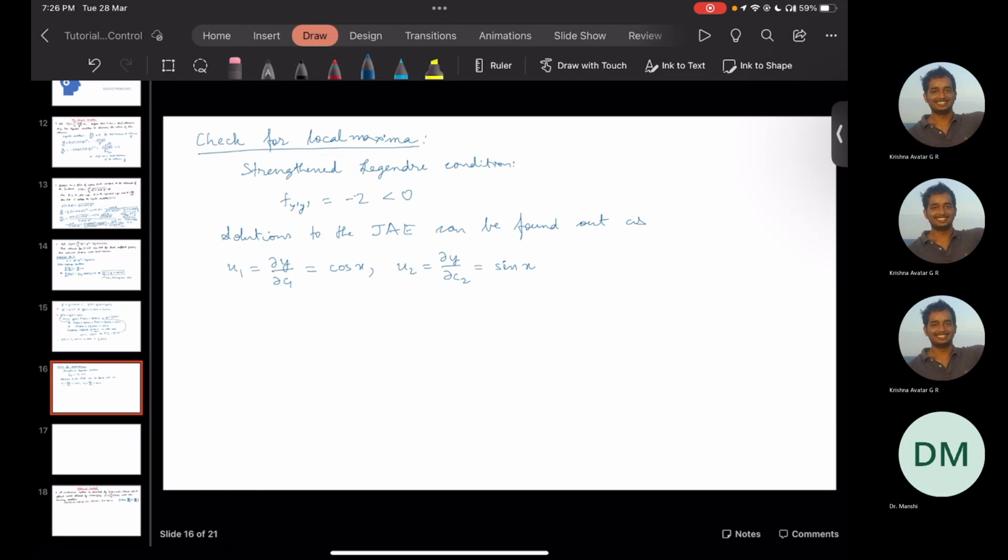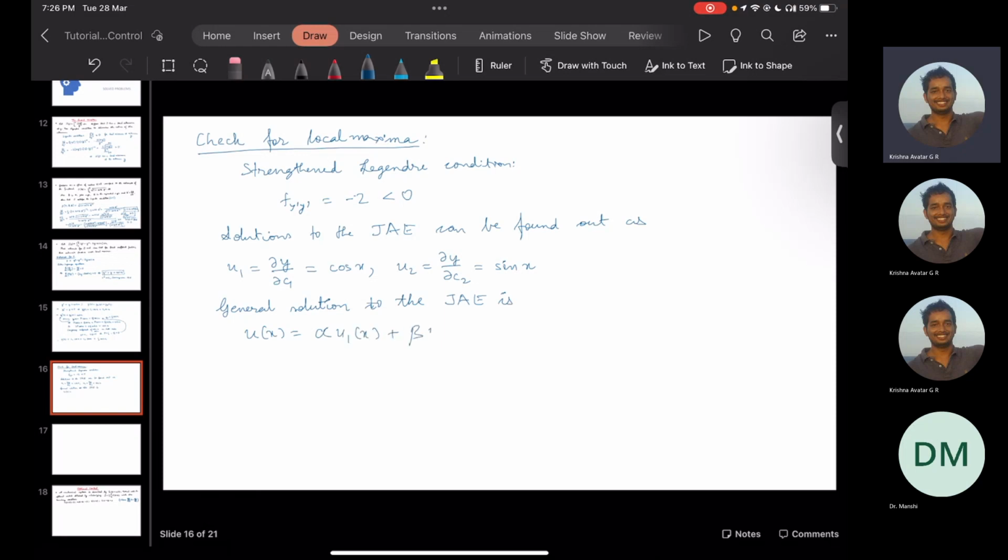Right. So the general solution is a linear combination of u1 and u2, that is u of x is equal to alpha u1 of x plus beta u2 of x. And mind you that alpha and beta are again constants which need to be determined. And then we have alpha cosine x plus beta sine x. So this is the solution to the Jacobi accessory equation, the general solution.